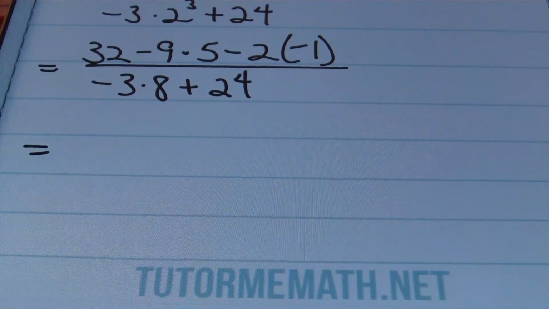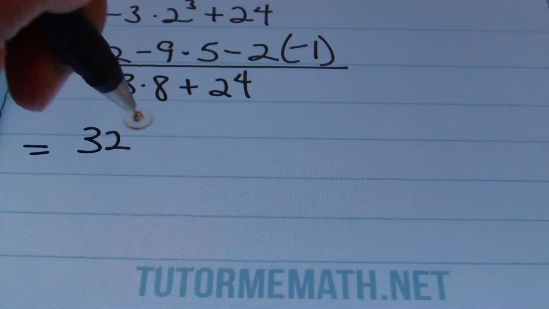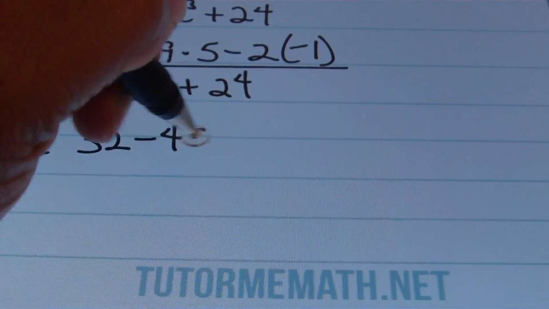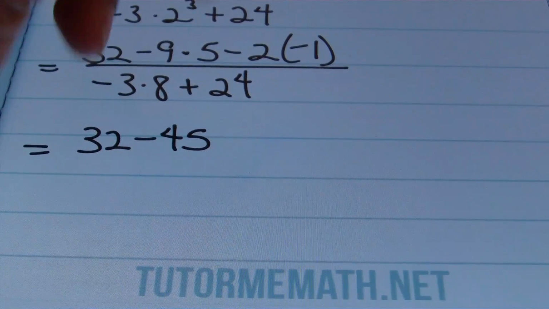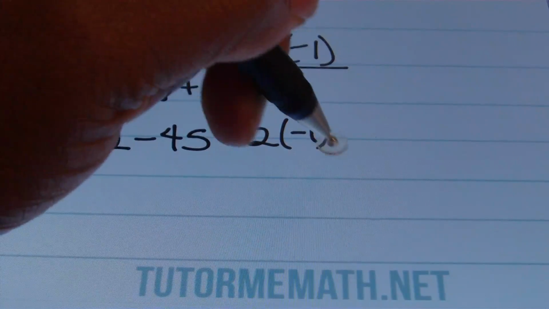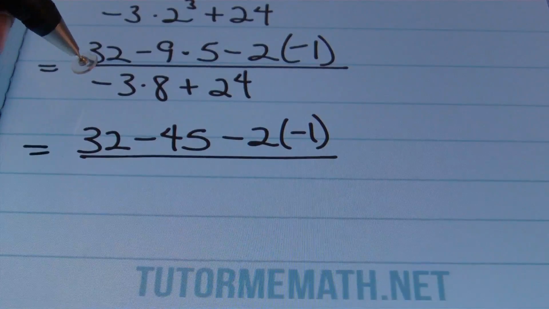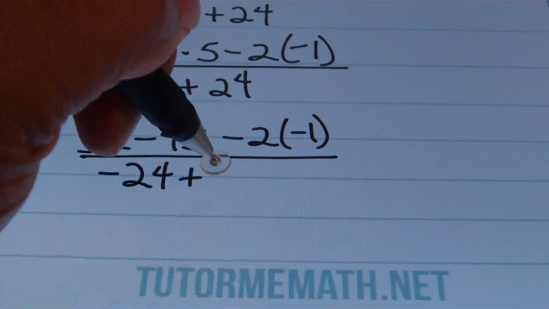Then what happens next? What happens next is we'll multiply in the numerator, right? And we have negative 9 times 5. So I'll have 32 minus 45, because negative 9 times 5 is negative 45, so I can write it as minus 45 there. It's the same thing. Minus 2 times negative 1, all over negative 3 times 8, which is negative 24, plus 24.